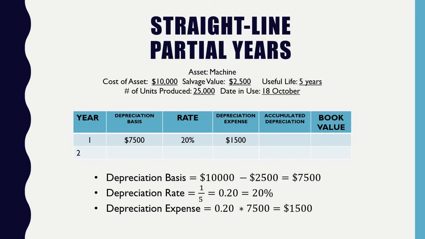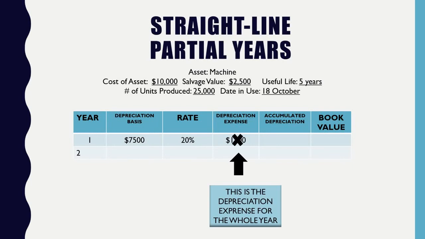But because we placed it into service as of October 18, which we can't even count for October, we must measure it in terms of years. So in this case, we're only going to start depreciating it for November and December, which means that it's only 2 months old. So we need to adjust this number, because I'm not going to depreciate my whole asset for one whole year. I'm going to adjust it accordingly to make it match its age.